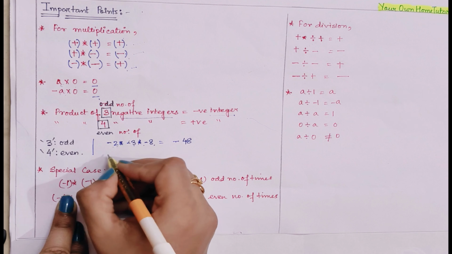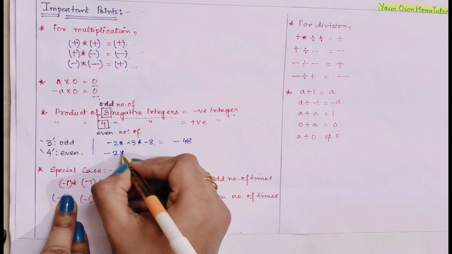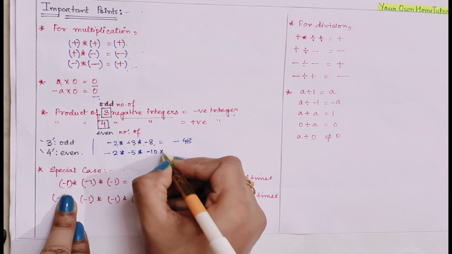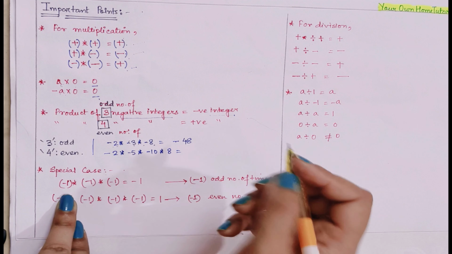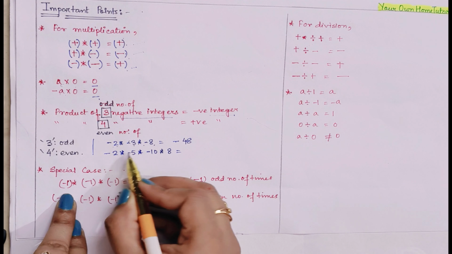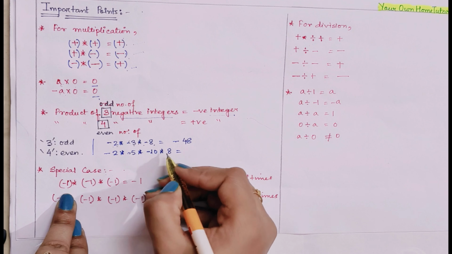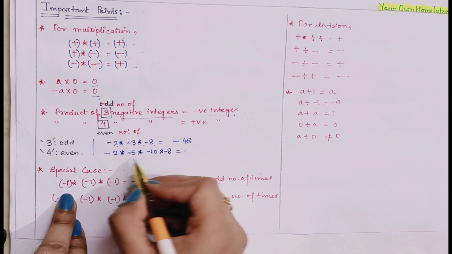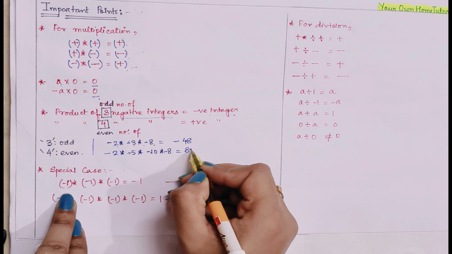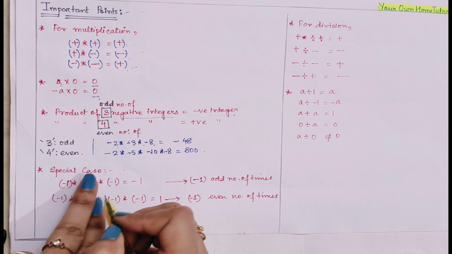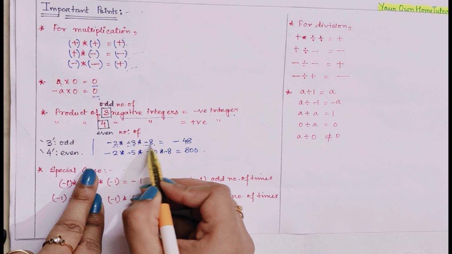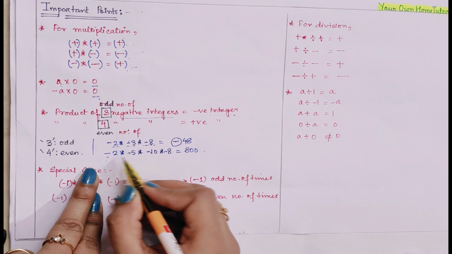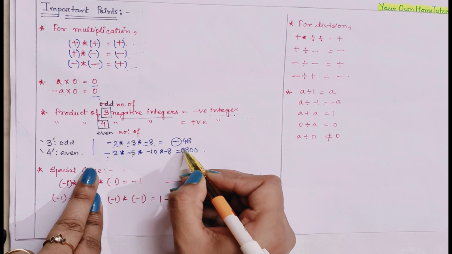Now, if you see here, if I multiply -2 into -5 into -10 into 8, then the result will be minus minus plus, plus minus minus, minus minus plus. So the result will be something positive and it will be 800. So if you notice here, when there were 3 negative integers, we obtained a negative number. And when there were 4 negative integers, we obtained a positive number.